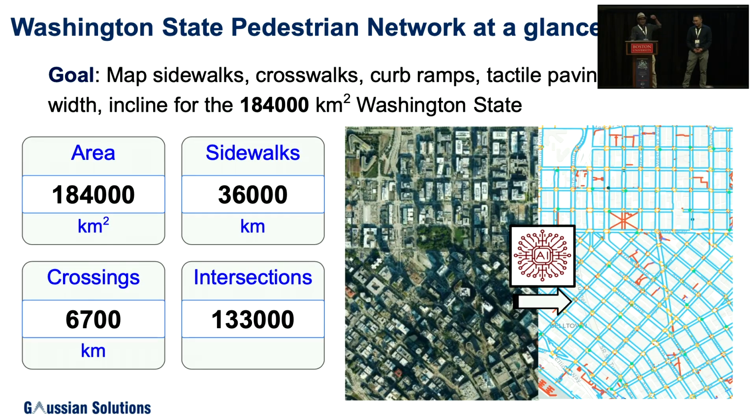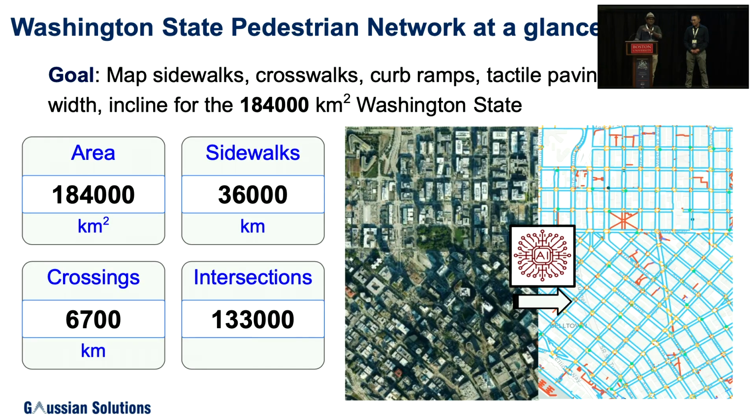So just as I mentioned, the state of Washington is huge. It's about 184,000 square kilometers. Doing mapping in such a huge area is pretty much impossible manually. Anyway, we finished that whole thing using AI. When we finished, the count was about 36,000 kilometers of sidewalks in the state of Washington, about 6,700 kilometers of crossings, and 133,000 intersections that were mapped.